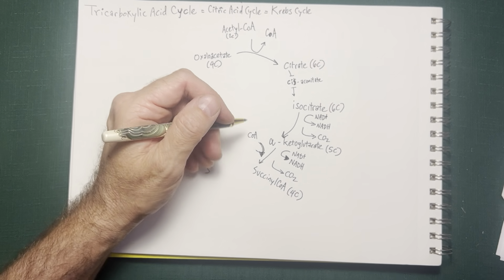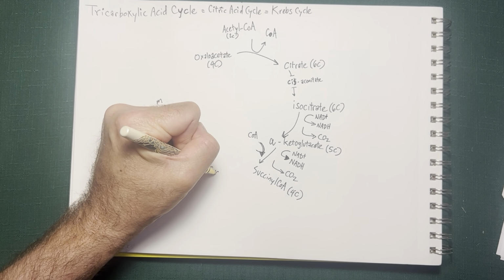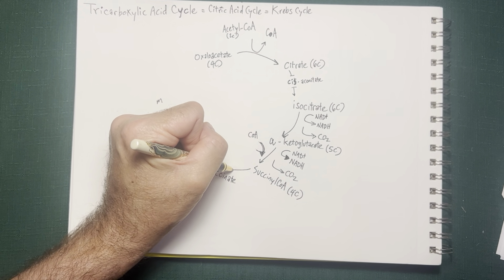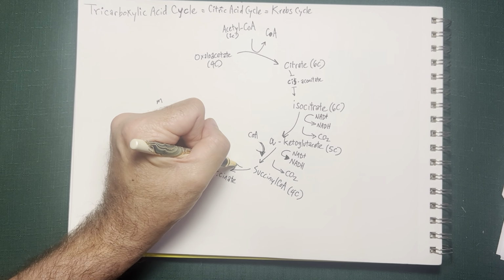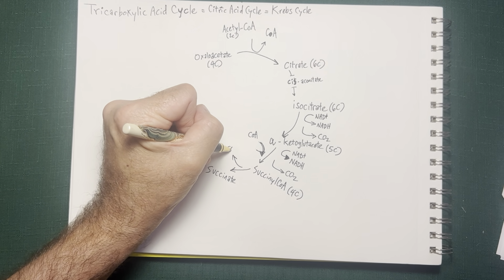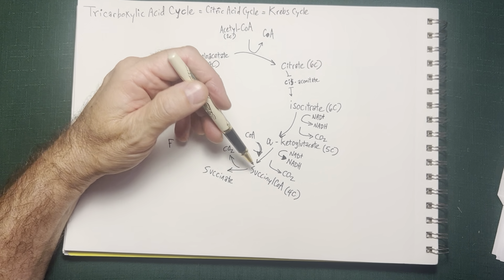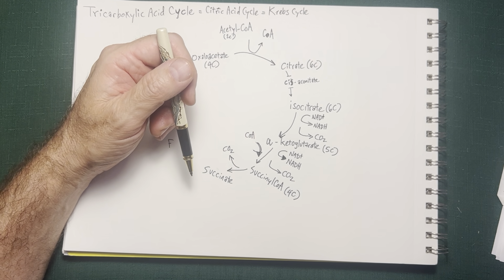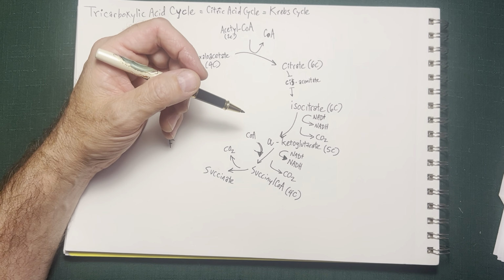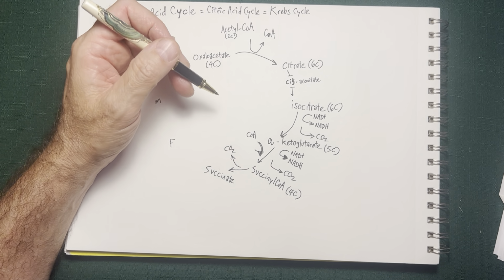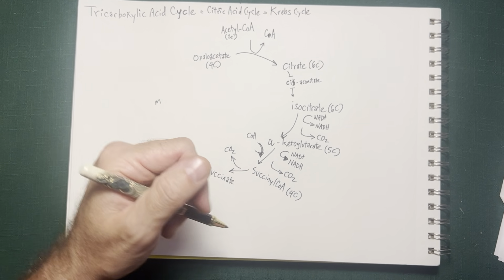Then we get to our second S, which is succinate. How do you remember that succinate is our second S, not our first S? How do you keep succinyl-CoA and succinate in the correct order? Well, remember that succinate is late in this cycle, so it's the second S.